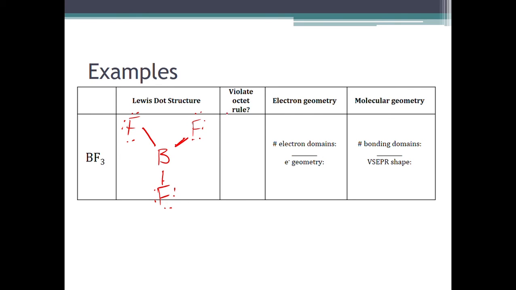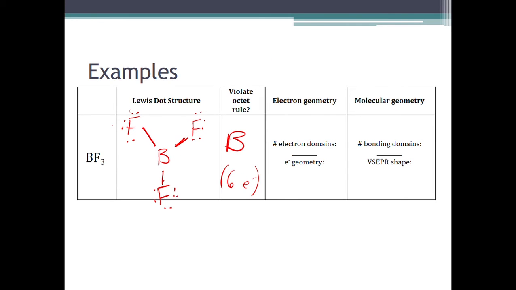So, violations to the octet rule: each fluorine has 2, 4, 6, 8, just like we would expect. Boron, on the other hand, only has these 3 bonds. It only has 2, 4, 6 electrons. But again, that's okay. Boron is one of the elements that will always violate the octet rule. Hydrogen will always have 2, boron will always have 6, and beryllium, when it's forming covalent bonds, because remember, beryllium's kind of a weird one, will always have 4 electrons.